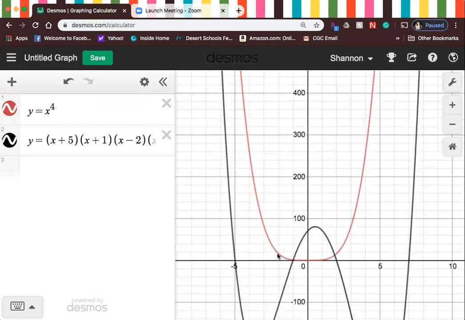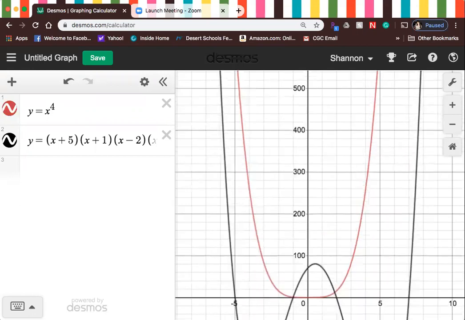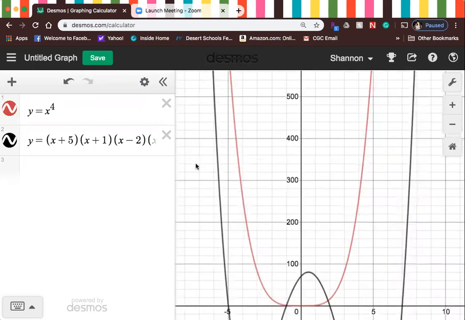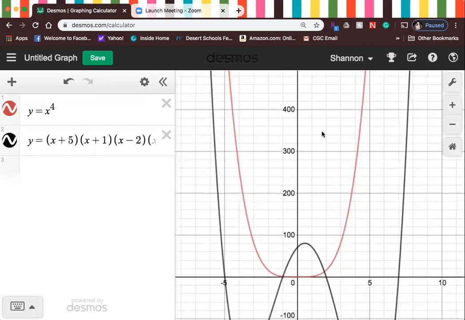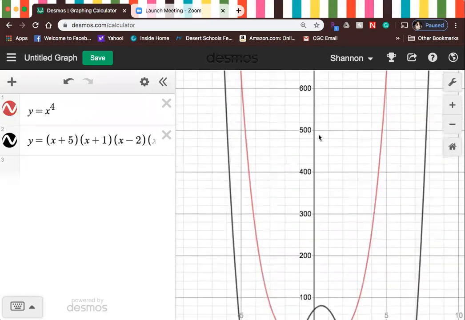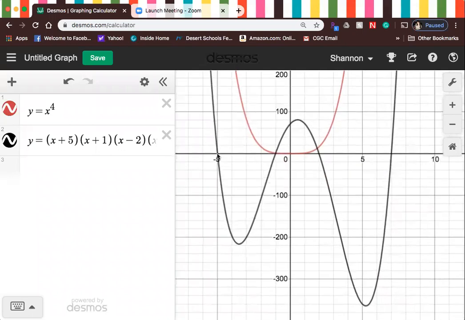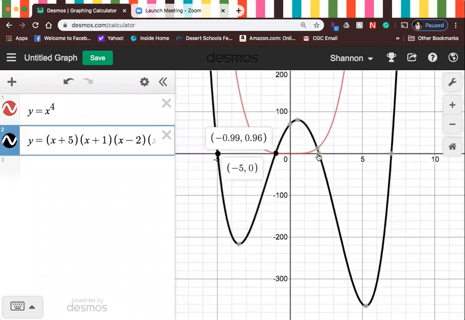If I plug in a negative 7, I'm going to get a positive answer out of that, because eventually -7 times -7 times -7 times -7 will produce a positive answer. So eventually you still get the same end behavior, but it's what happens in the middle that can turn out to be very cool. So this particular graph, I purposefully gave it 4 very distinct x-intercepts.